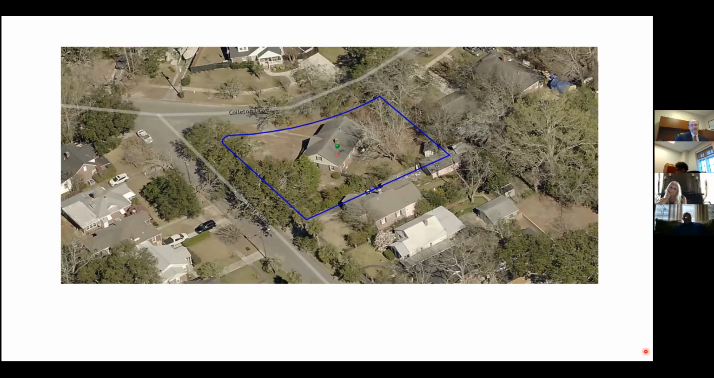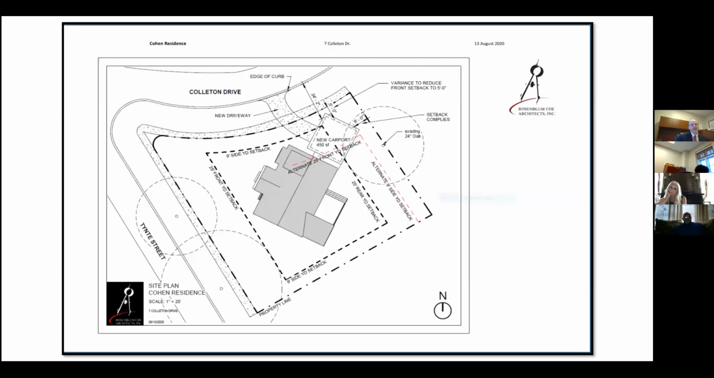And if I go to the site plan, you can see the location of this proposed carport over here on the side of the house. There'll be a new driveway coming off Colleton, and in a minute, next slide, you'll see the photograph showing the existing driveway, which is over in this area of the property. So there's really no other location to have a driveway than off of Colleton Drive.